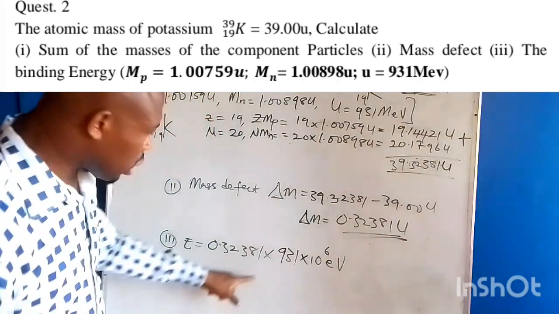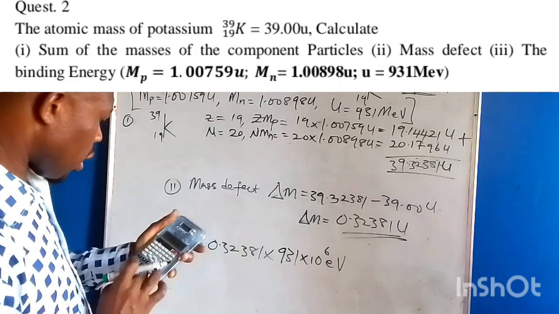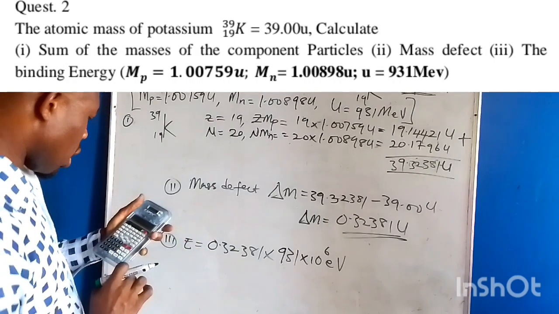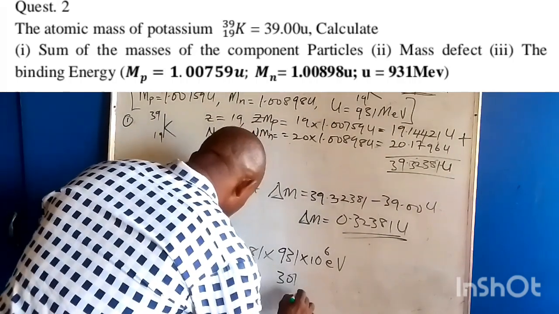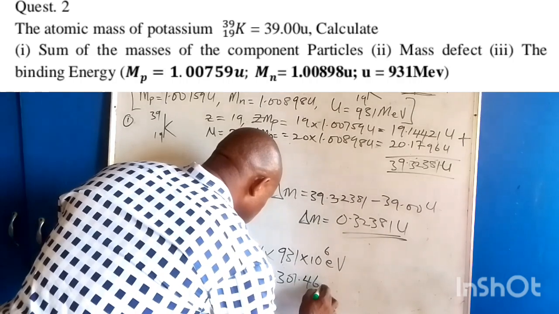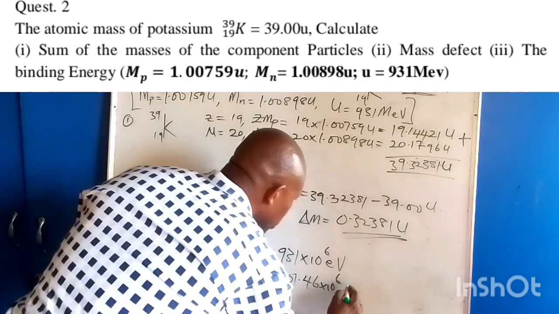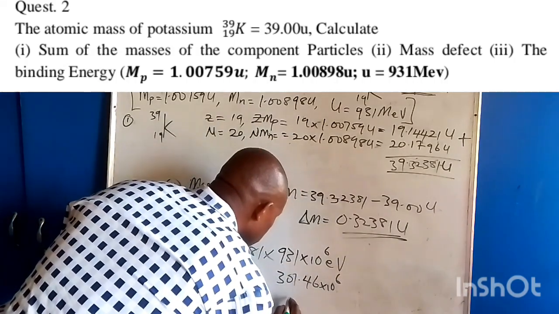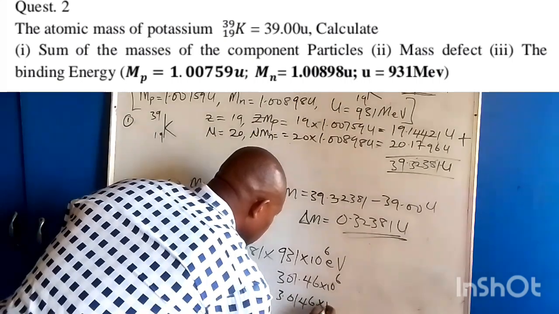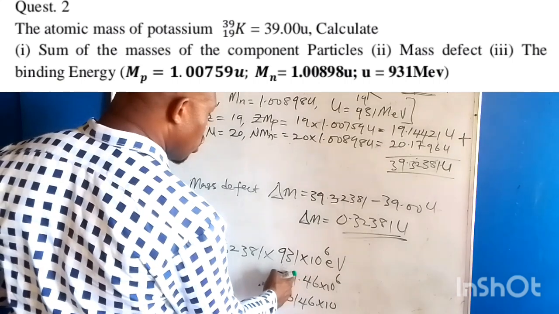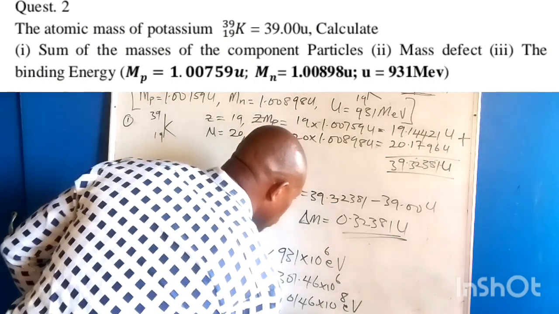So if we multiply this by 931, we will now have 301.46 times 10 raised to power 6, which will give us 3.0146 times 10 raised to power. Now, if you shift this, we now have times 10 raised to power 8 electron volts.